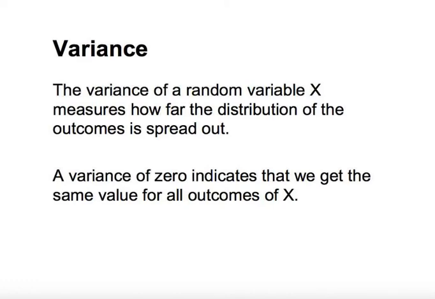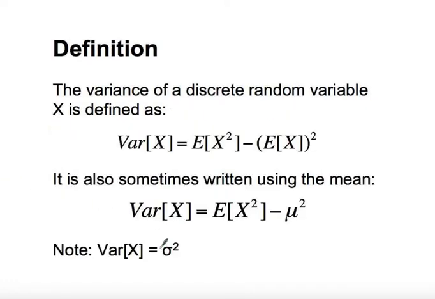Okay, so let's look at how we calculate this. The variance of a discrete random variable x is defined as the expectation of x squared minus the expectation of x, squared. Sometimes we write this in the following format because it can help distinguish between the expectation of x squared and the mean squared, which is what we're saying here. We've also got this little bit of notation: the variance is signified by a lowercase sigma squared.